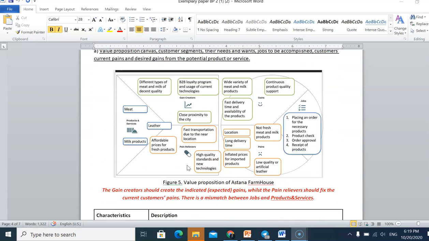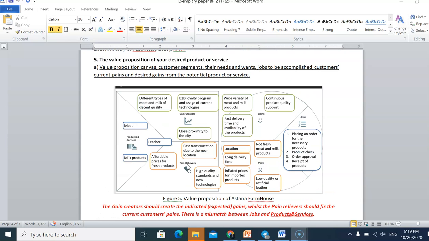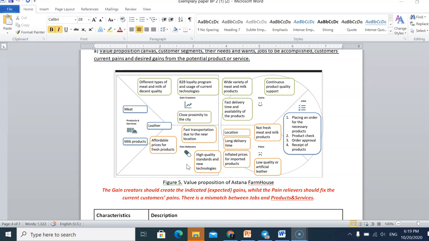The value proposition is something that we have continuously discussed, so I don't want to talk about that too much in this case. Just make sure that there is a fit between gains and gain creators, and that the customer's pains are met by the pain relievers. Also, if you state something as a customer job, then make sure your products and services address it, not just meat, leather, and milk, which is not good, by the way. They didn't do a very good job in this particular case. I think you need to address those things.